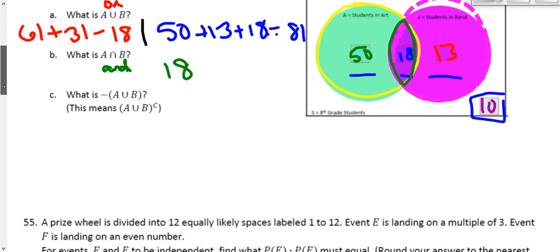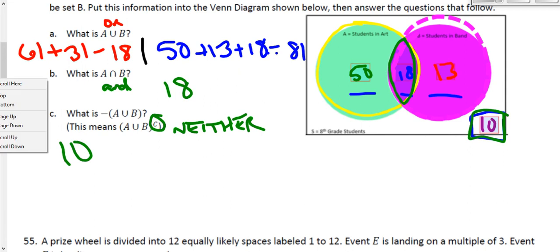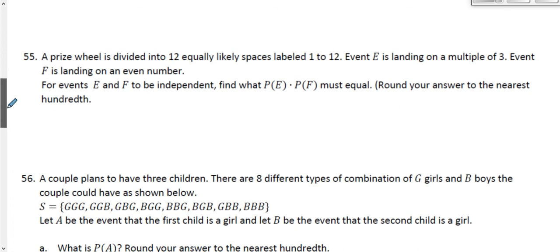Up next, it has this notation, negative (A or B), which means (A or B) complement. This means how many students are in neither art nor band? How many students are not in either art or band? The 10 is the number of students who are not taking either one, so that would be the number 10. That's it for this question. Remember, none of this was asking about probability. It was just asking about the number of students in each scenario.